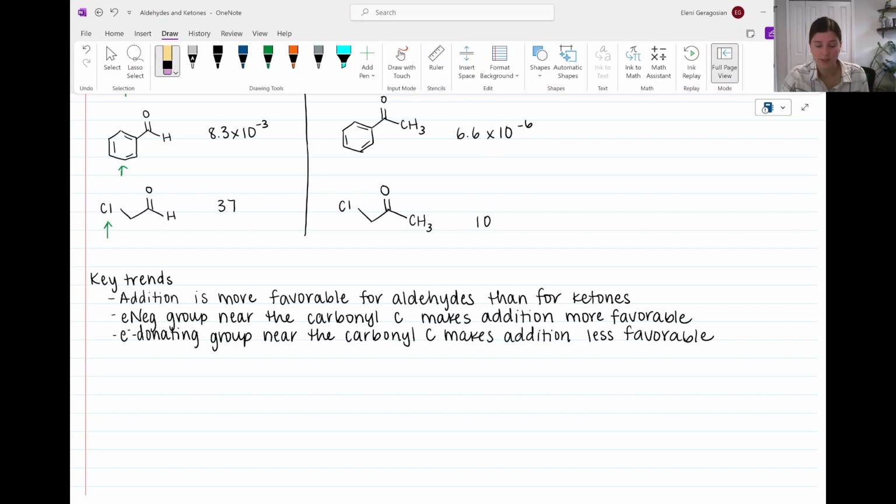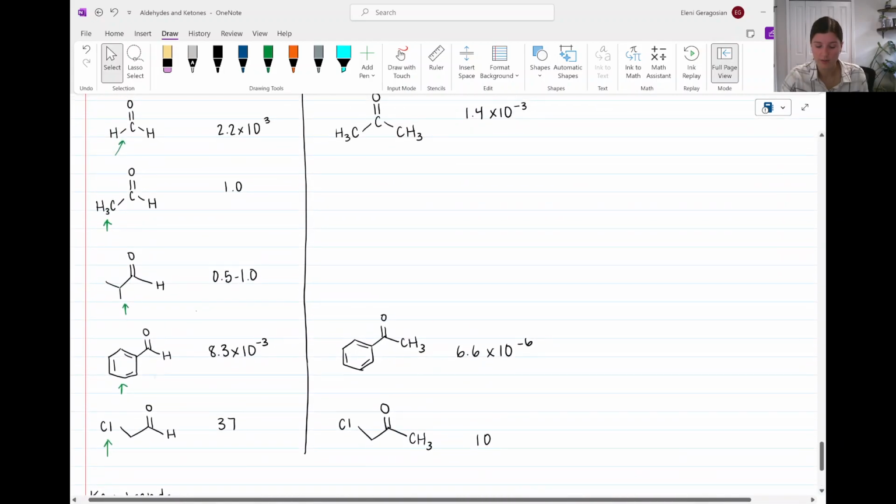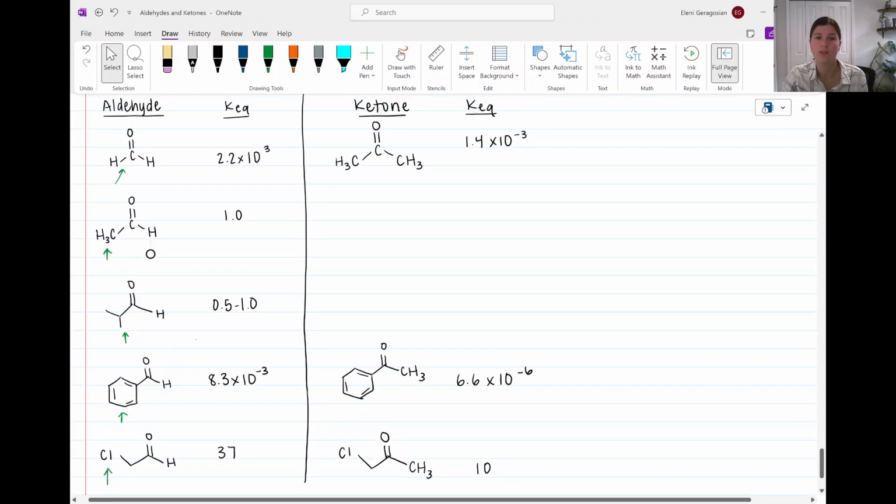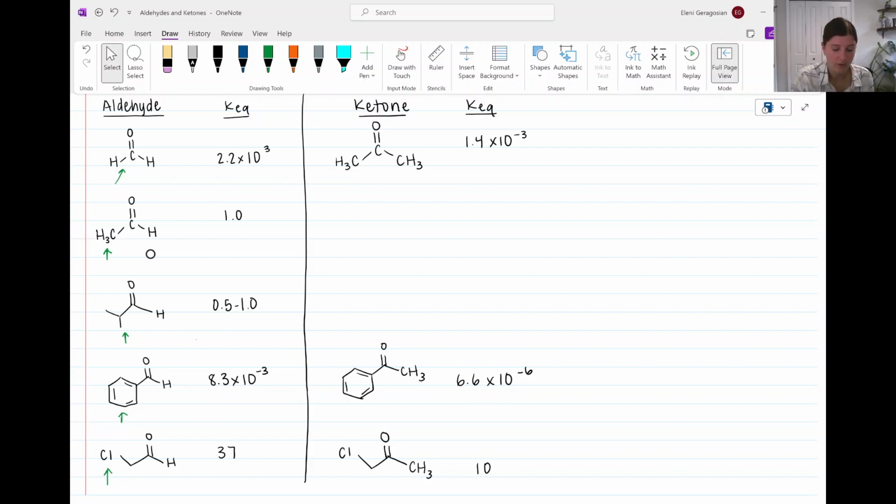Now, just a note here, all of these KEQ values, I wouldn't expect you to know these values, but I would expect you to be able to compare the KEQ between two molecules. So I would expect you to be able to say that the KEQ for formaldehyde is higher than the KEQ for acetone because of the electron donating groups.